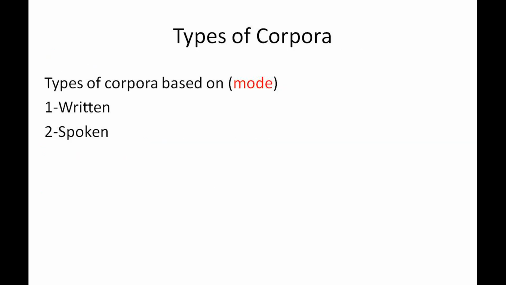There are two types of corpora based on mode. The first one is written, like newspapers, students' writing, etc. And spoken, like interviews, speeches, business meetings, and talk shows, etc. And also we have another one, written to be spoken. For example, scripts of series.